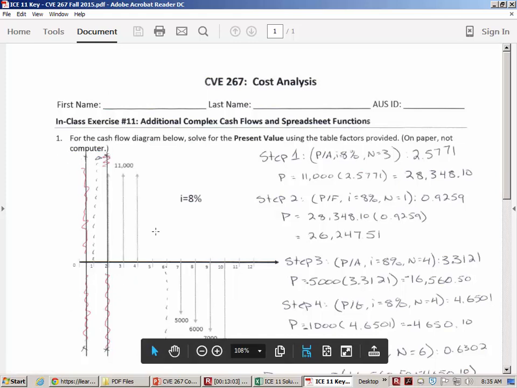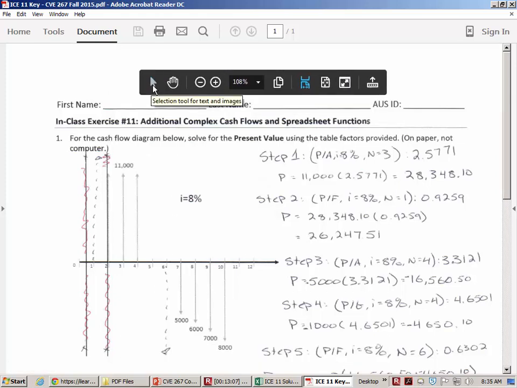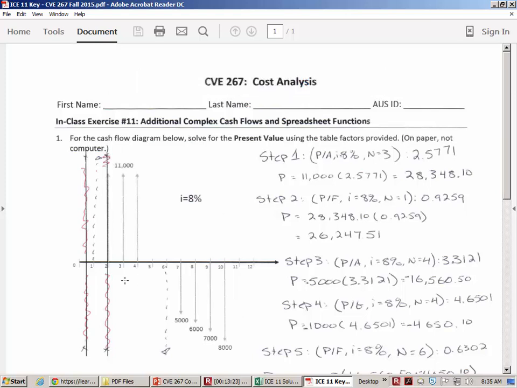You can do the gradient part first or the annual series part first. It doesn't matter whether you start here or here. Either one first is okay. It looks like what I did is I started with this section first. And so I was moving the annual series to year 1 here in this first step.